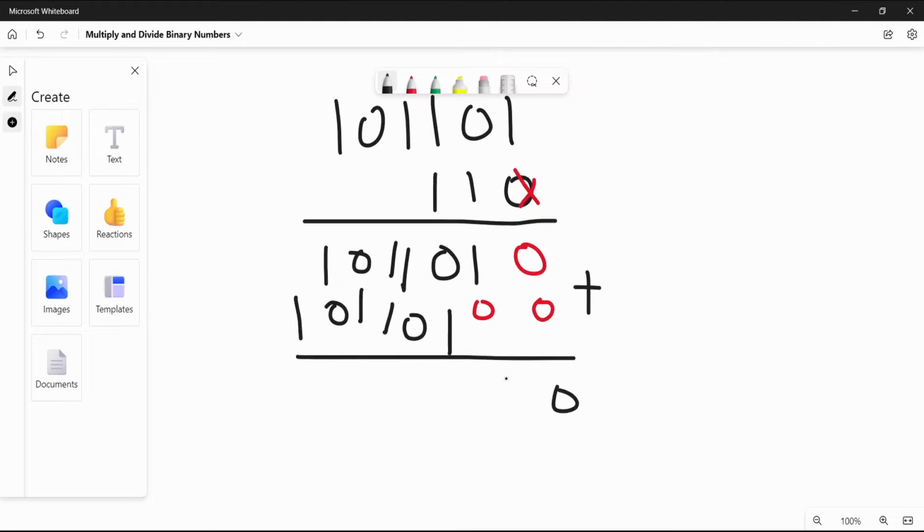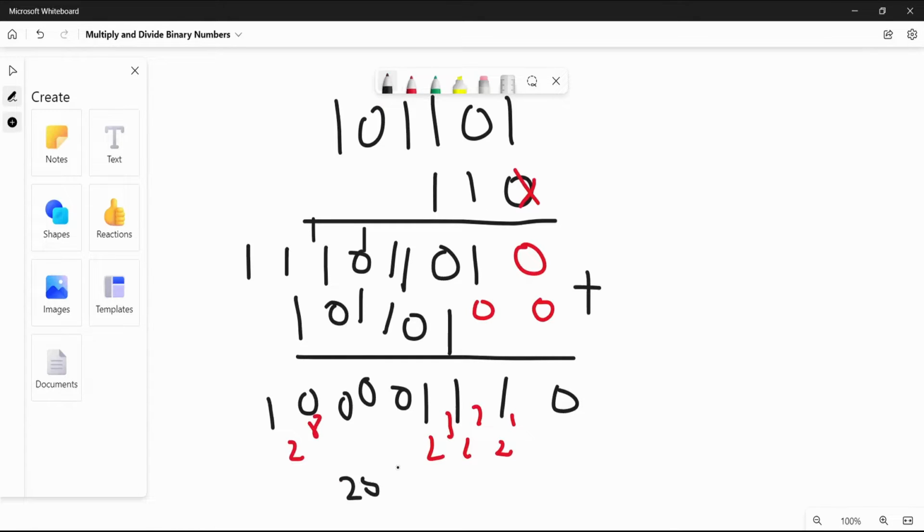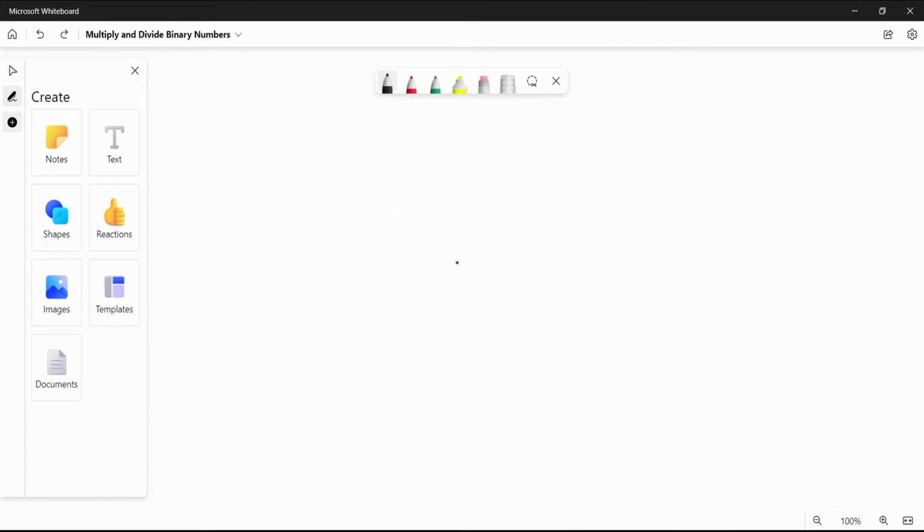So 0, 1, 1, 1, 0, carry over a 1. 256 plus 8 plus 4 plus 2 is 270. So 45 multiplied by 6 is 270. For now, we're done with the multiplication. Let's go for the division.